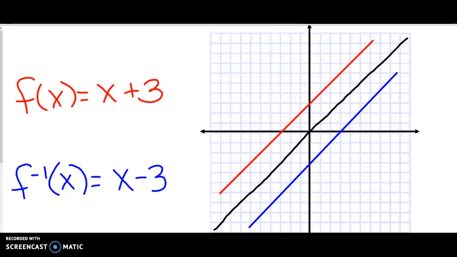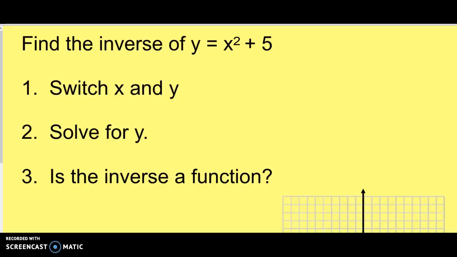Let's do one that's a little more exciting. So now you've got the inverse of y equals x squared plus 5. Let's follow along with the steps. Remember, sometimes it could be f of x equals that, and then you switch it so that it says y equals. Sometimes you don't have to do it, but my math brain doesn't do that. I have to turn it into a y so that I know what I'm looking at.